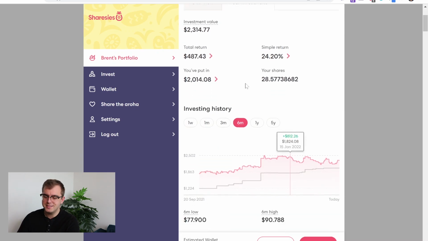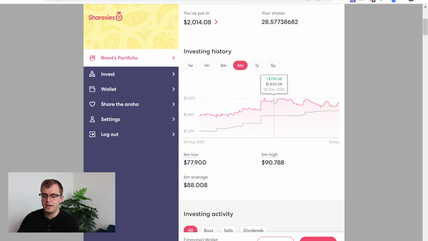When we go down from there, we can see the investing history. So the grey line is the amount that we've put into Mainfreight, and the pink line is what our portfolio value is. If the pink line is above the grey line, it means we're in a profit position. Other way around means we've made a loss.